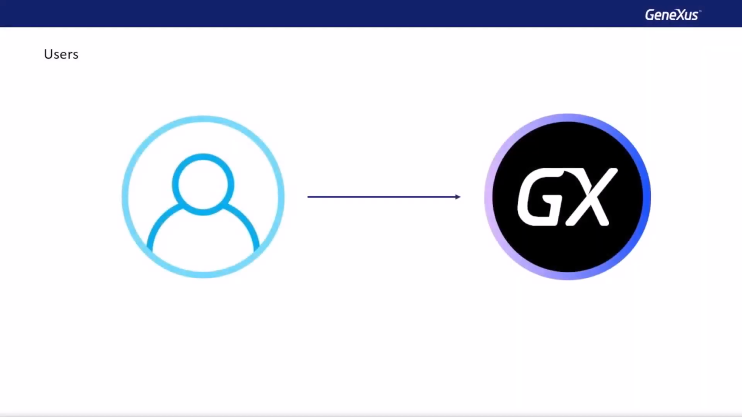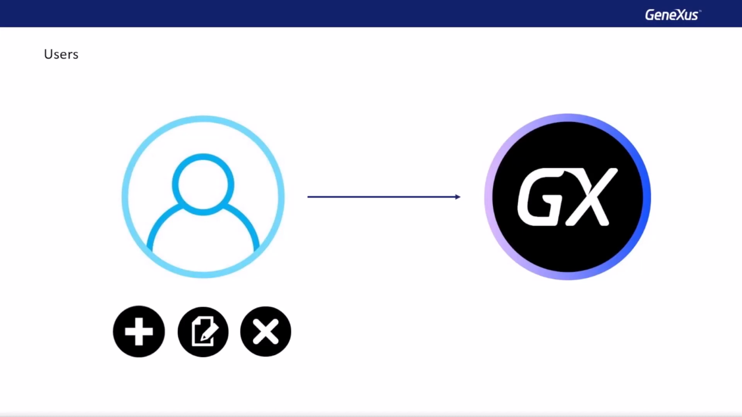Users are people who use a GeneXus application on a regular basis. With GAM, you can add, edit, and delete users. In turn, a GAM user can have several associated roles and a main role.